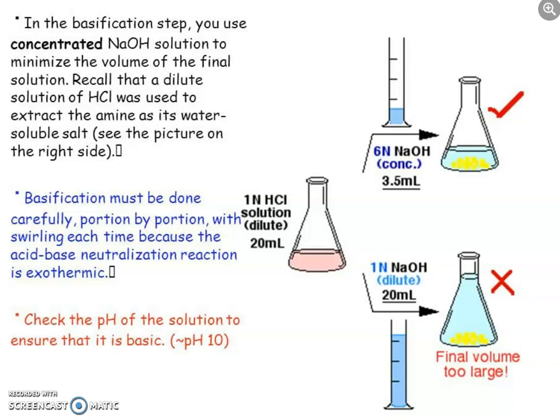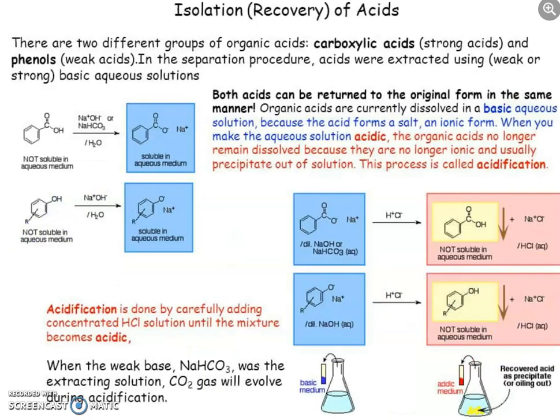So basification must be done carefully, portion by portion, with swirling each time, because the acid-base neutralization reaction is exothermic. Check the pH of the solution to ensure that it is basic, pH 10. So 1 M HCl solution dilute 20 ml, so add 6 M NaOH concentrated 3.35 ml. With 1 M NaOH dilute 20 ml, the final volume is too large, so that's not good.